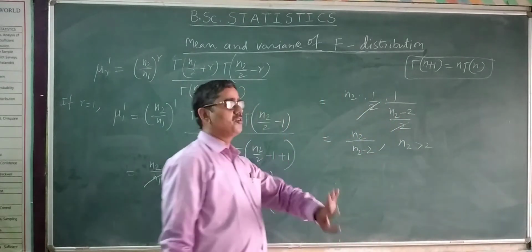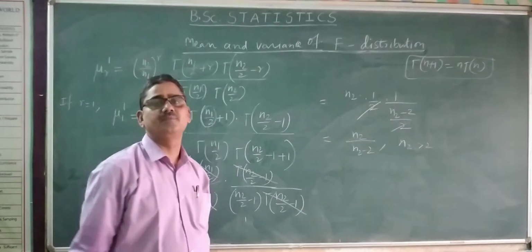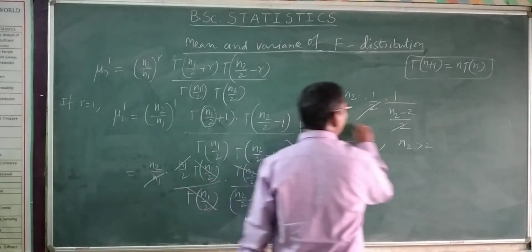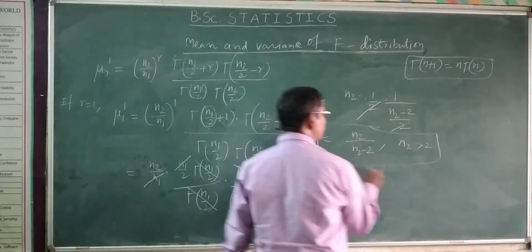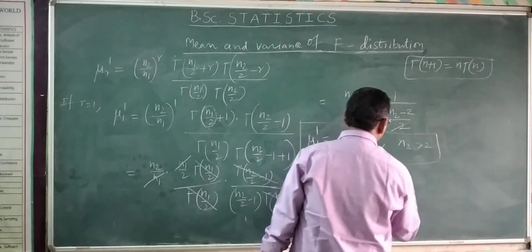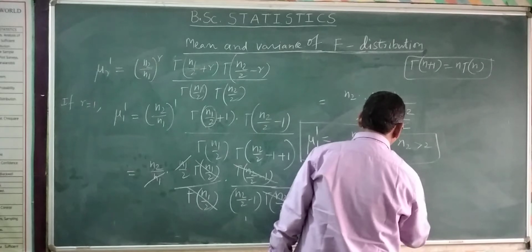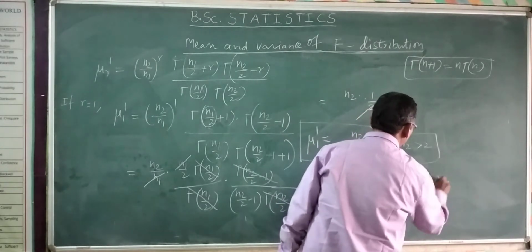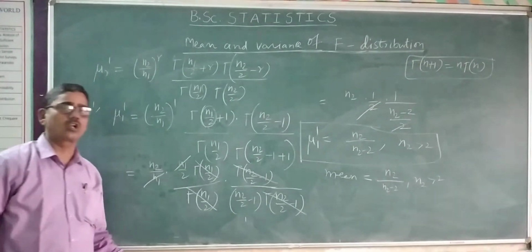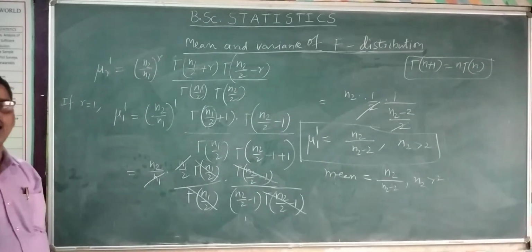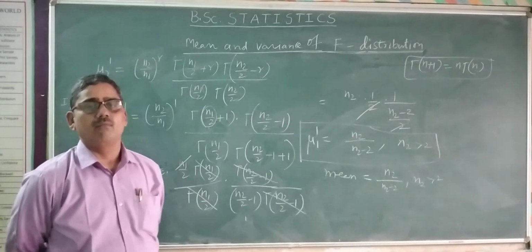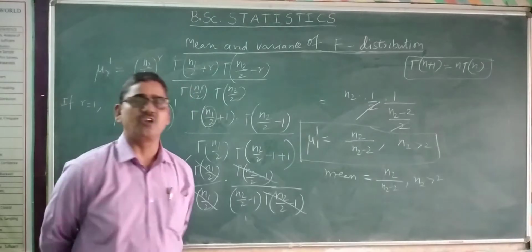Otherwise, for the F distribution, this particular value cannot be defined. So this is the value of mu 1 dash, which is nothing but the mean of the F distribution. Therefore the mean of the F distribution is n2 by n2 minus 2, provided n2 is greater than 2. This is the first moment we have calculated. It is also the mean of the F distribution, which is n2 by n2 minus 2.